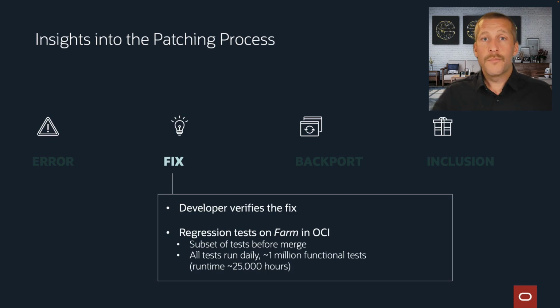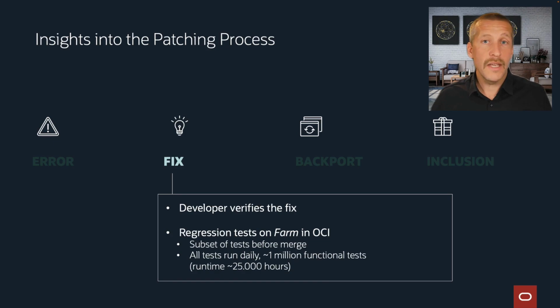Before the developer can promote her code into the main code line, we need to run a set of regression tests to ensure that the fix doesn't break anything else. Depending on which functional area that code change lies in, a subset of our functional tests is automatically selected for regression test. The developer, based on her knowledge of the code and her fix, can then also cherry-pick individual functional tests that she wants to run as part of the merge process.